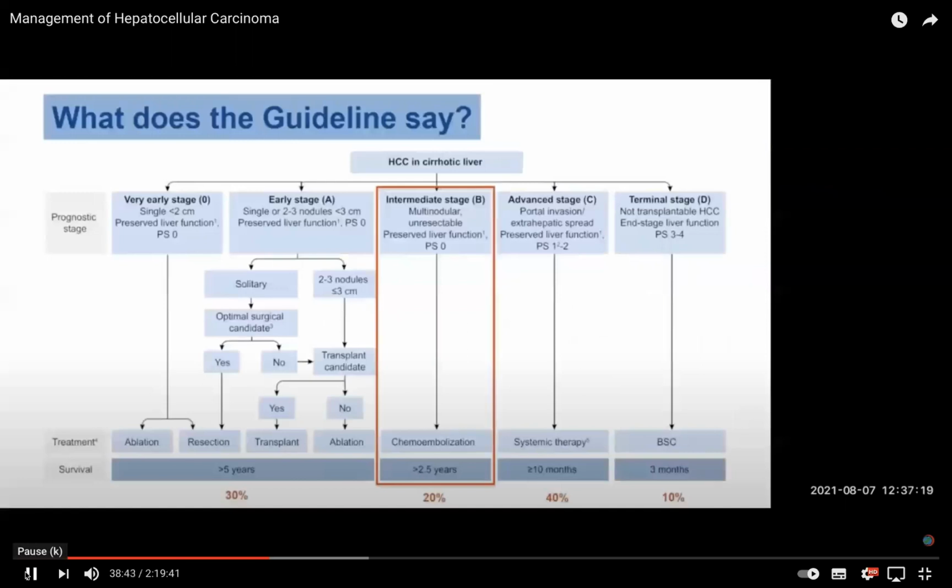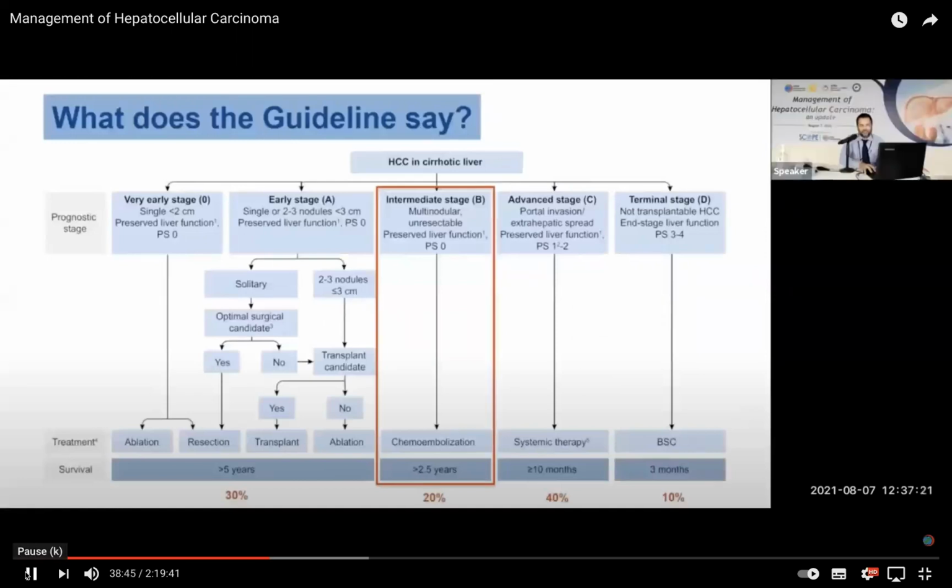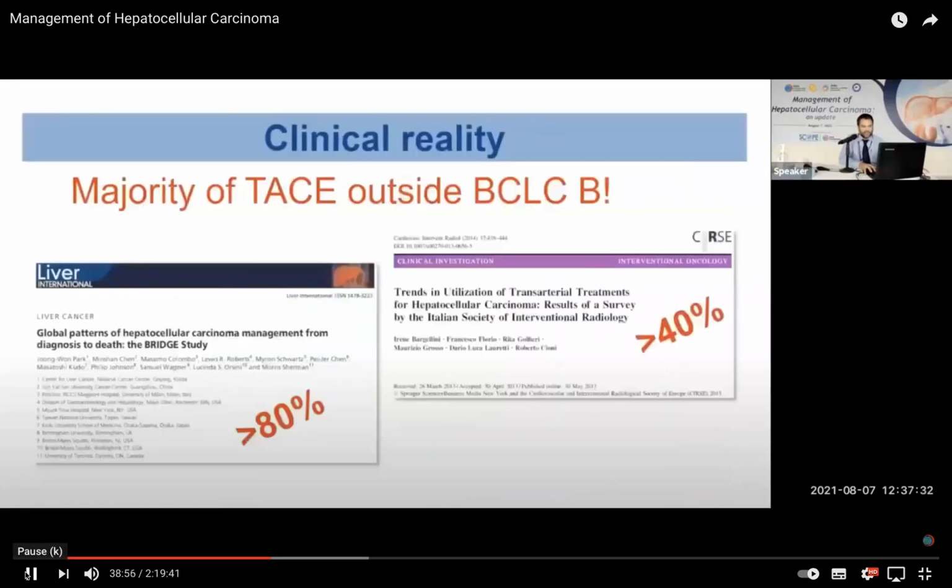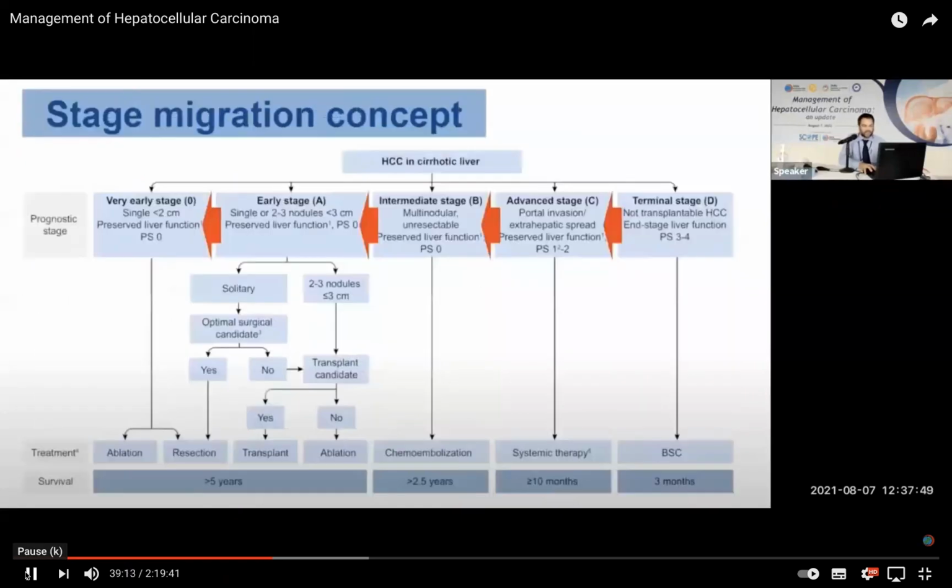This is a slide that we're all very familiar with. In interventional radiology, we usually think of treating patients with intermediate stage cancer, and that's only about 20% of the patients. Interestingly, the BRIDGE study showed that globally, almost 80% of patients treated for HCC were outside of those guidelines. Similarly, in another European study, 40% of patients were outside of the traditional guidelines recommended for TACE.